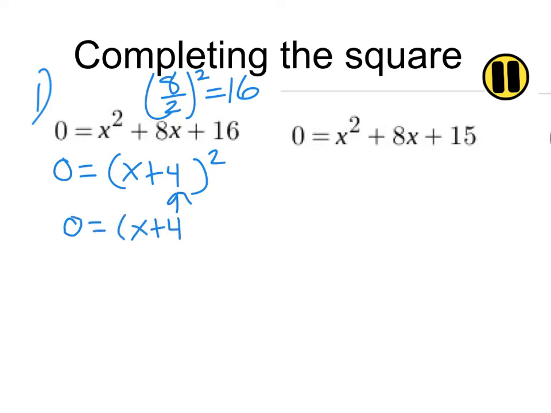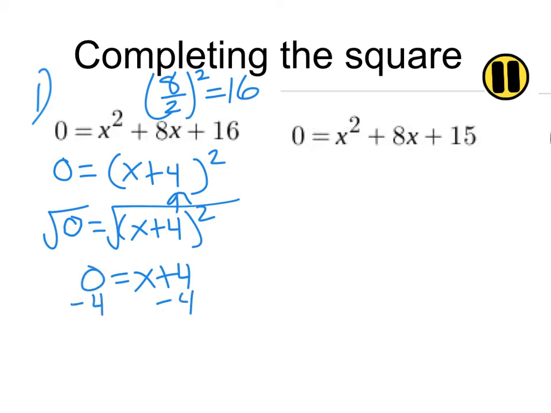So x plus 4 squared, you could take the square root of both sides. X plus 4, the square root of 0, plus or minus 0 is just still 0, so there's only one solution there. So we subtract 4, we get x equals negative 4. So this quadratic would only have one root at negative 4.